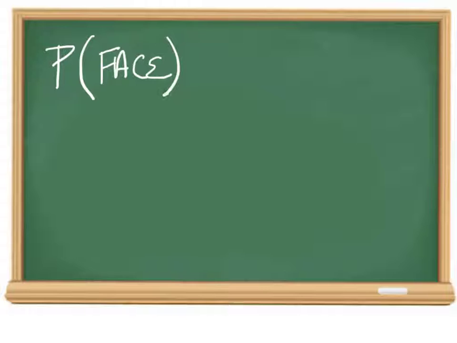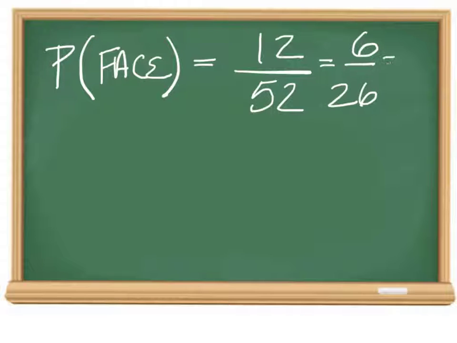From an earlier lesson, we knew that if we wanted to find the probability of drawing a face card, how many face cards are there in a deck of cards? Not all the cards, just the face cards. 12. There are 12 face cards, right. And then there are 52 cards in a deck. So 12 over 52 would be reduced to 6 over 26, and then 3 over 13.